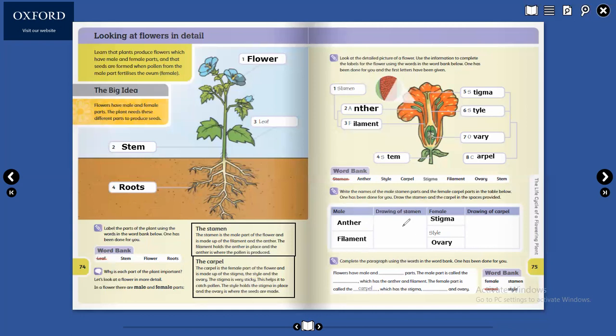So stamen, how will you make stamen? You will make it like this, look. Stamen, like this, right? I can draw it now, but I want to leave it as homework. Then here you have to make what? Carpel.